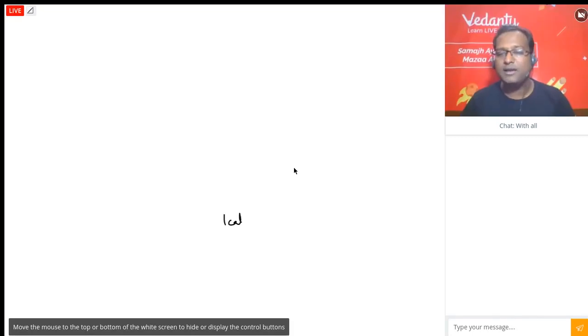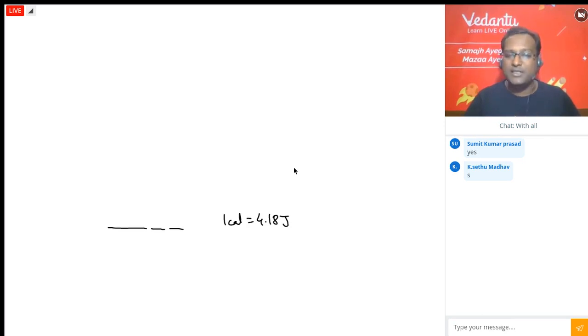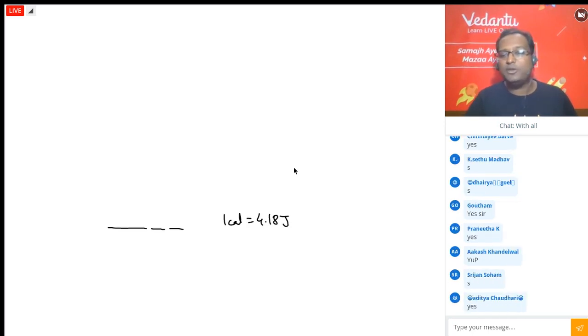Not like 1 calorie equals 4.18 joule. That is the definition of 1 calorie: the amount of heat required to raise the temperature of 1 kg of water by 1 Kelvin, yeah, 1 degree Celsius. Now you'll be able to remember this value easily, isn't it? So you can use 4.18, you can use 4.2 as you wish.